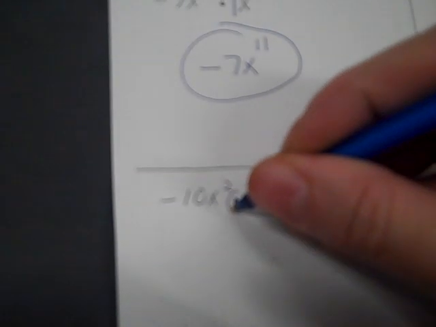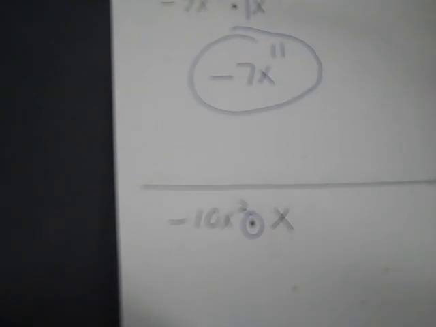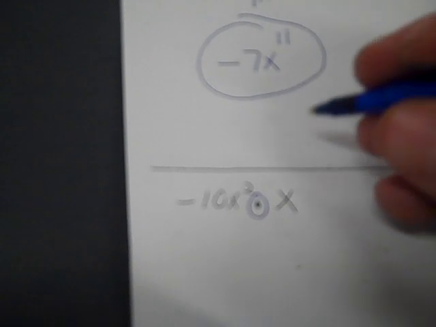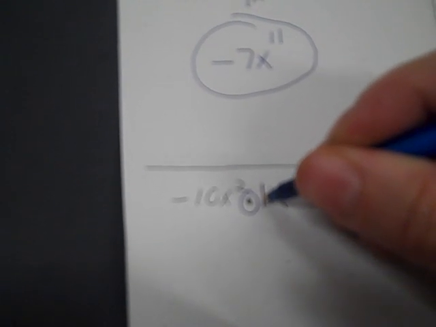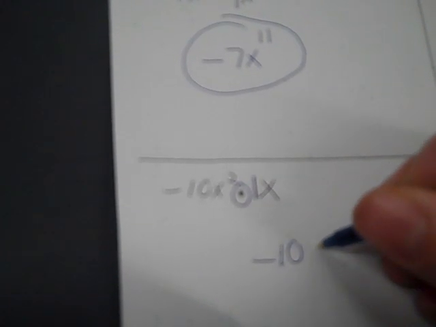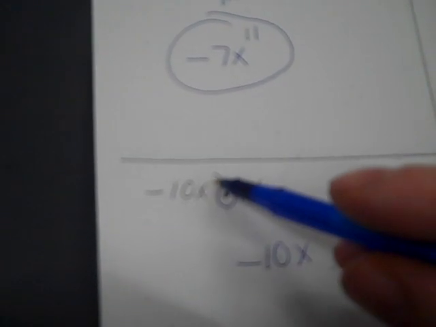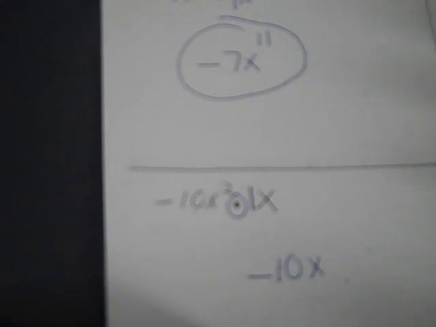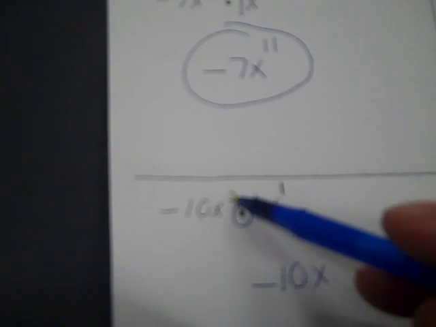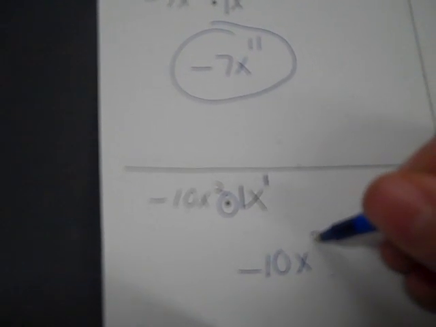Okay, next problem, we got multiplication. I have negative 10x to the 2nd as the first factor. Now, I would like a number here so I know what to multiply the negative 10 by, and that would be a 1. Okay? So negative 10 times 1 is negative 10. Now on the x's, you have a 2, but that x doesn't have an exponent. So you put a 1 there. Then 2 plus 1 is 3. So negative 10x to the 3rd.